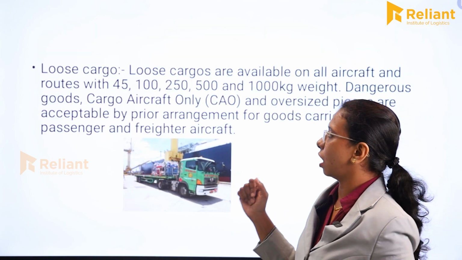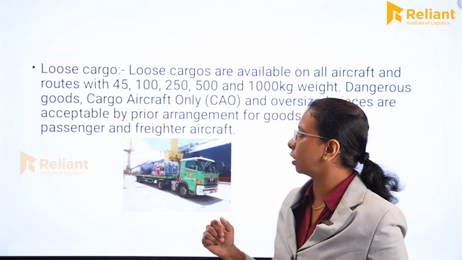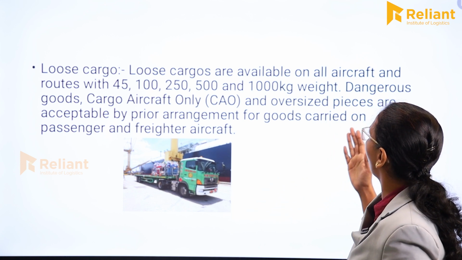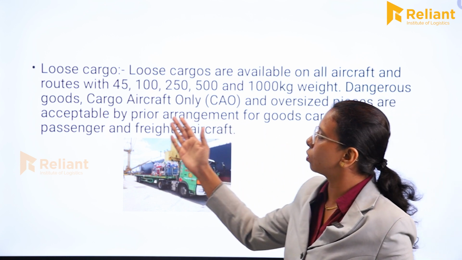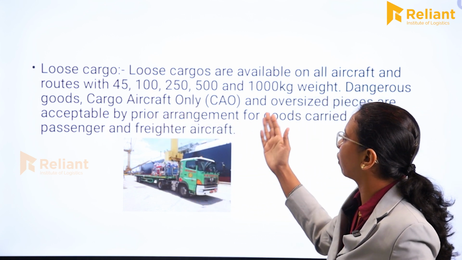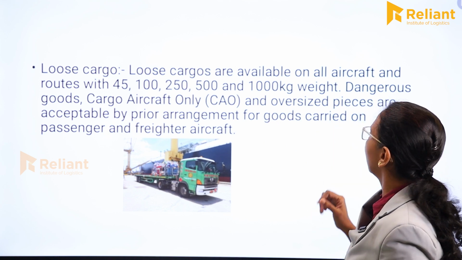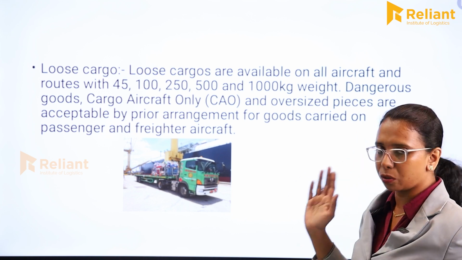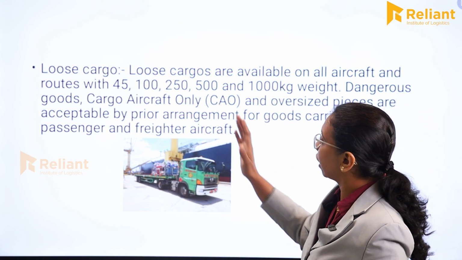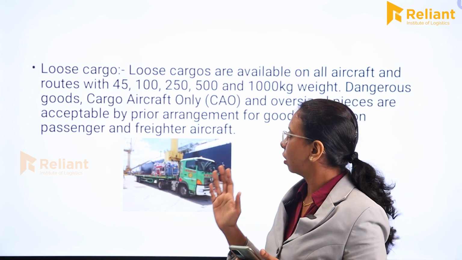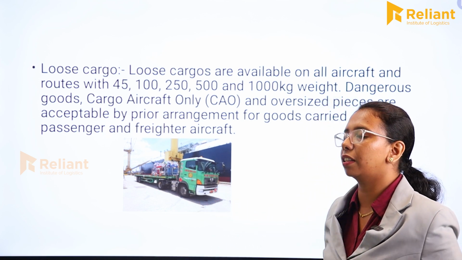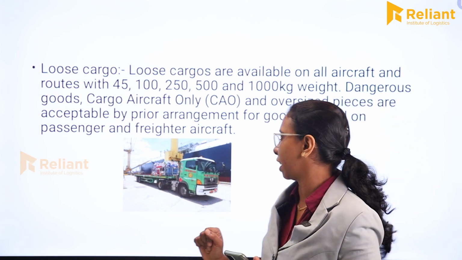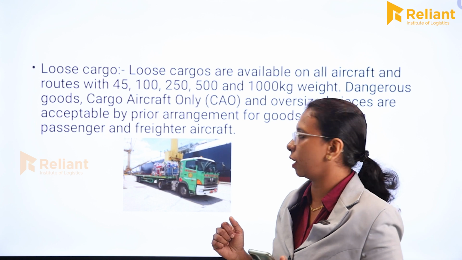Next one is loose cargo, as I told you, like break bulk cargo. Loose cargo is available on all aircraft and routes with 4500, 250, 500 and 1000 kg weight. That is for loose cargo. And the other category is dangerous goods and cargo aircraft. Dangerous goods are only loaded in the cargo aircraft. We will not take DG into the passenger aircraft because of safety and security problems.